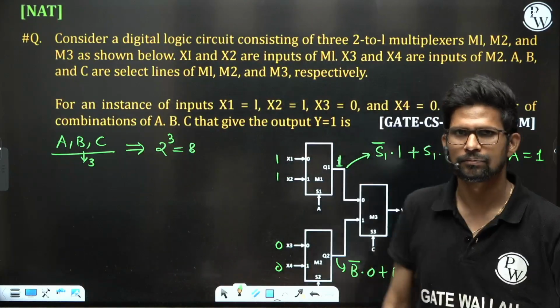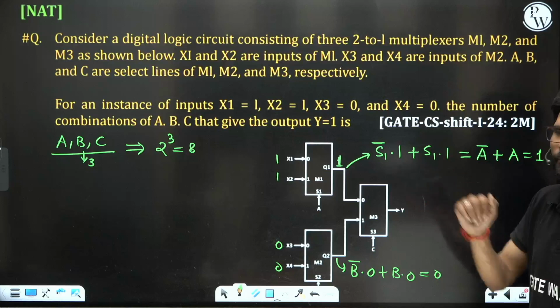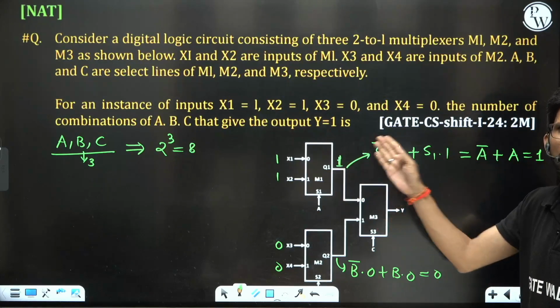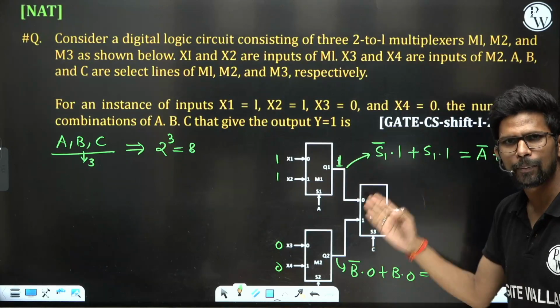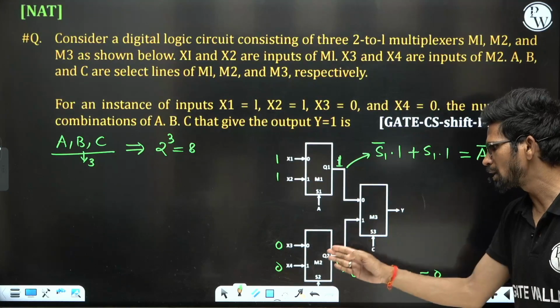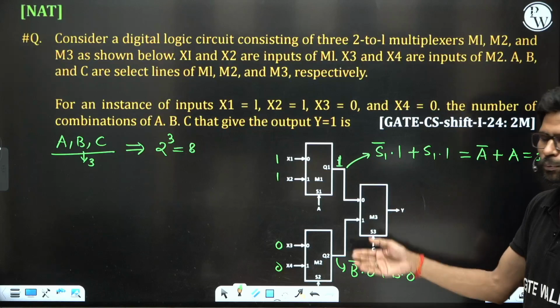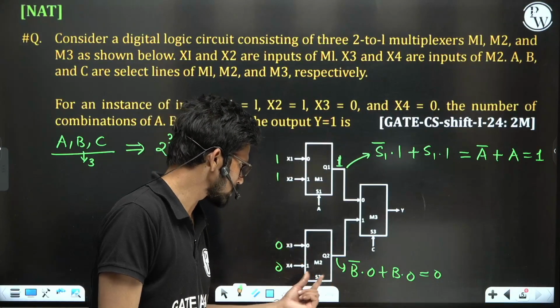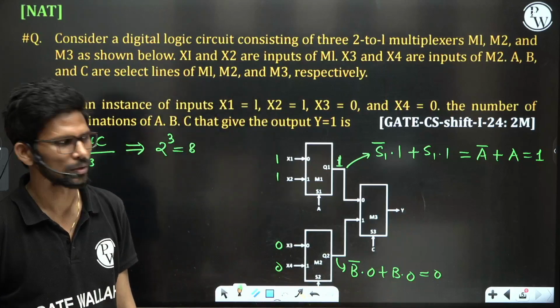So the output of mux M2 is permanently 0, and the output of mux M1 is permanently at logic 1. Whether you put the value of A as 0 or 1, the output of mux M1 will always be 1. Whether you put the value of B as 0 or 1, the output of mux M2 will always be at logic 0. S2 bar into I0 plus S2 into I1 is 0.